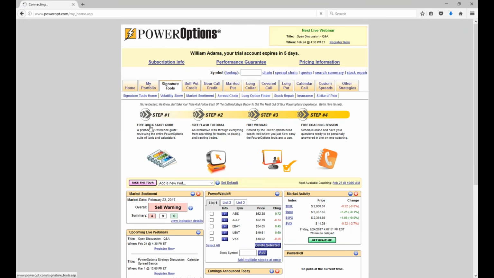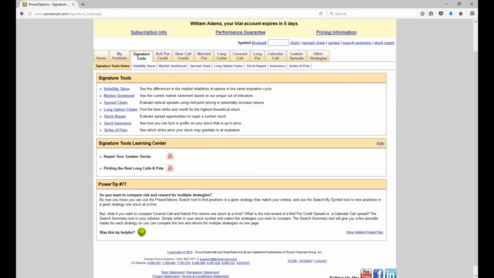Okay, well, one of our signature tools that we have available on Power Options is what's known as the stock repair tool. The stock repair tool is going to try to build a ratio call spread to help us get the position back to break even faster. In addition to that, some of the other tools we have here are the market sentiment tool, the volatility skew, the spread chain, a long option finder for seeing which call option will give you the best return based on your expectation of the stock, and of course a tool for insuring your stock positions. But right now we want to go into the stock repair tool.